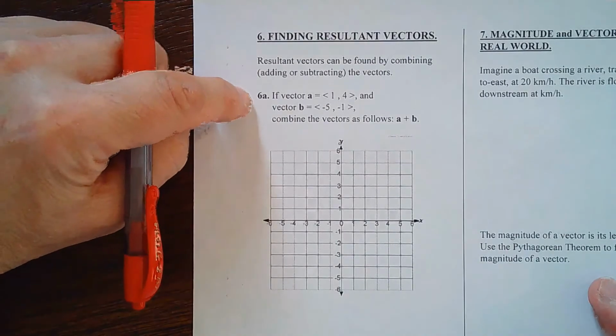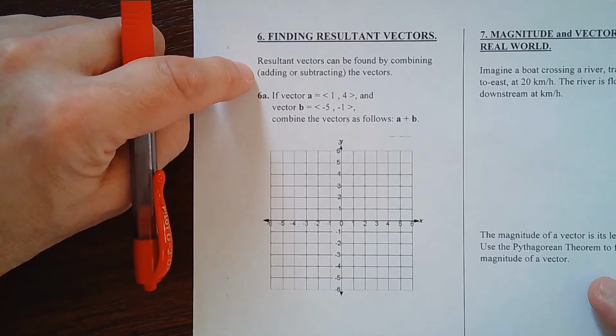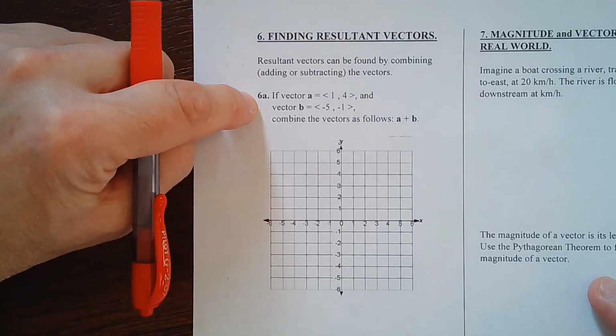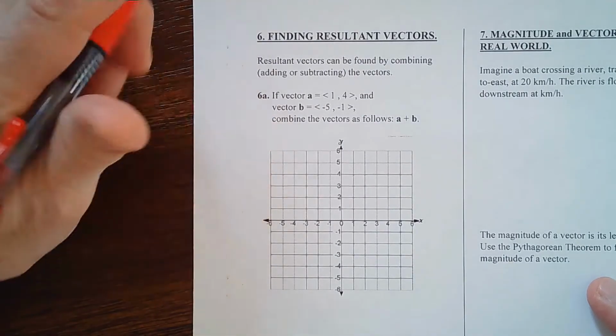So let's take a look at the instruction. It says resultant vectors can be found by combining, adding, or subtracting the vectors. Well, we kind of know that already about, like I said, how to draw them. Let's do the calculation of the same thing. So 6A, we're going to combine vectors A plus B. We're given vector A is 1, 4.